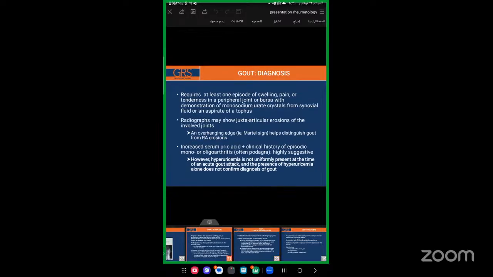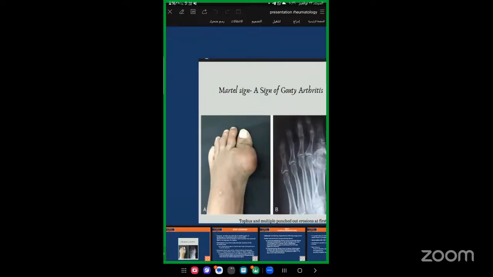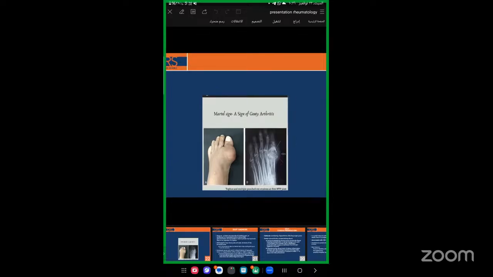So the diagnosis of gout requires at least one episode of swelling, pain, or tenderness in a peripheral joint or bursa with the demonstration of monosodium urate crystals from the synovial fluid or an aspirate of a tophus. Tophus, they are large uric acid crystal deposits. You can see them here. This is a tophus. It's a large uric acid crystal deposit.